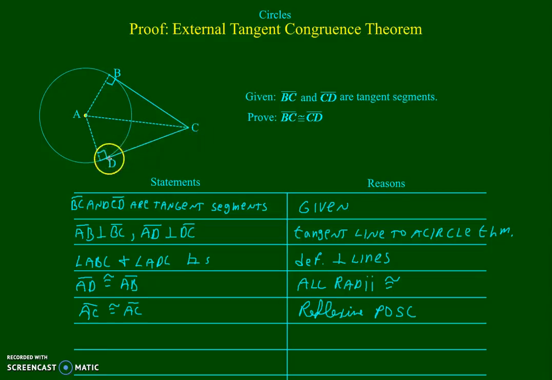And therefore, triangle DAC is congruent to triangle BAC. And that's because hypotenuse leg. And now that we know that these two triangles are congruent, we know that BC and DC are congruent by CPCTC. That was a fairly straightforward proof. Now let's go ahead and look at an example and put some of these theorems to use.